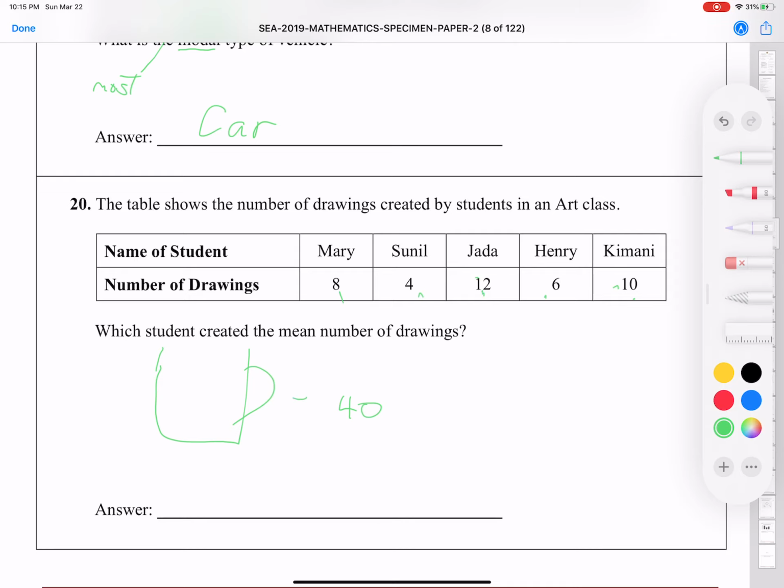1, 2, 3, 4, 5. So we say 5 into 40, and that's 8. Woo, Mary got 8. Let's go back to the question. Which student created the mean number of drawings? Mary. Because the mean was 8, and Mary drew 8. And that was section 1.